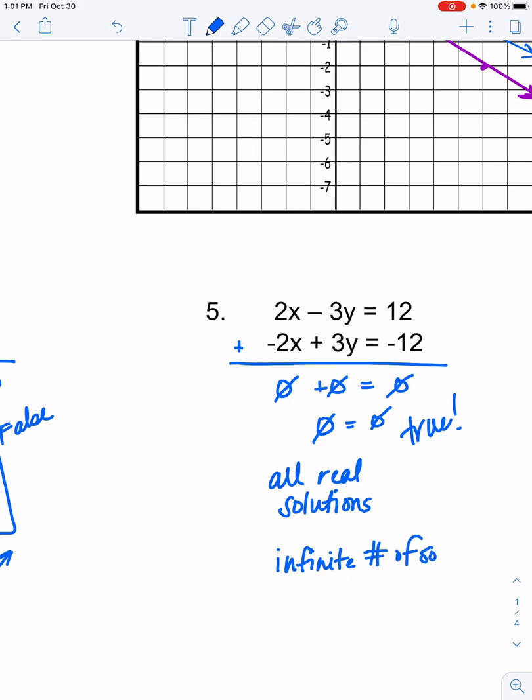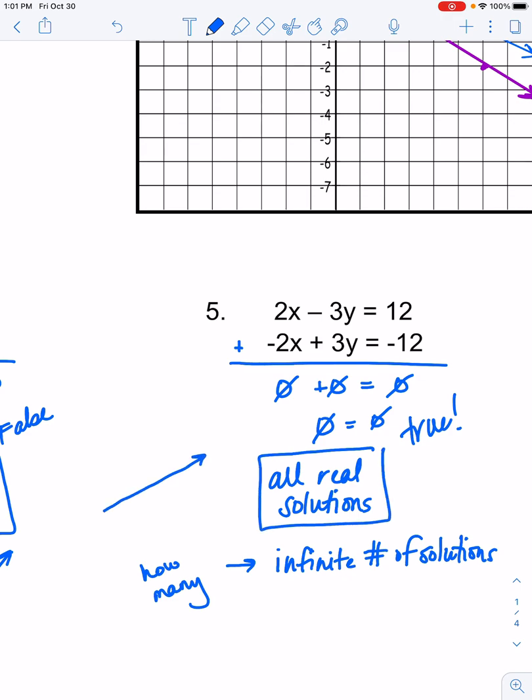Okay, it just depends on the question that they're asking. If they say how many solutions, this would be your answer, how many. But if they say what are they, you would say all the real solutions. Okay, and that's because this is really just the same line written twice. So it's the same thing stacked on top of each other, so all the points are going to be shared.